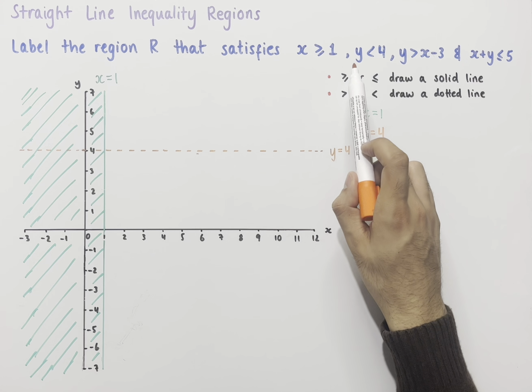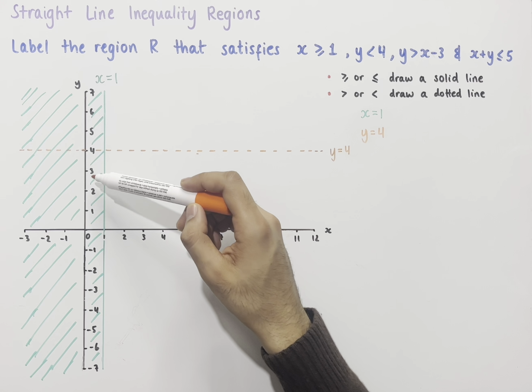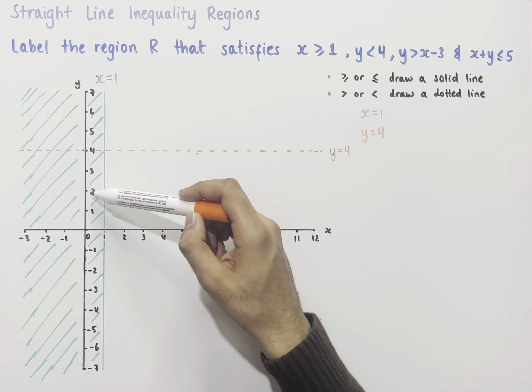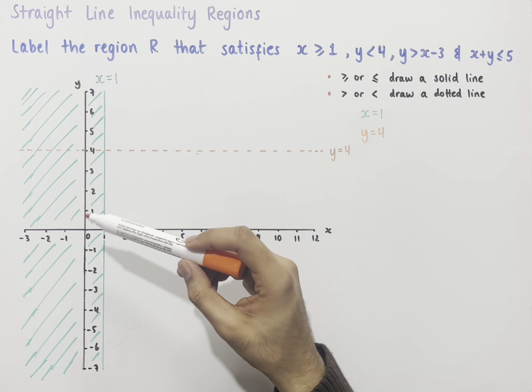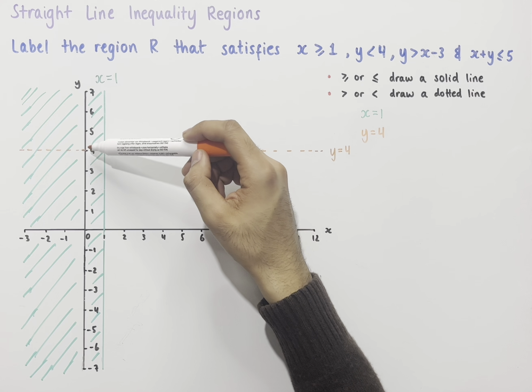Now the inequality is y is less than 4, which means that we would want the values on the y-axis that are less than 4 here. So 3, 2, 1, and so on. But since we're shading the region that doesn't satisfy the inequality, we're going to shade the region above 4.